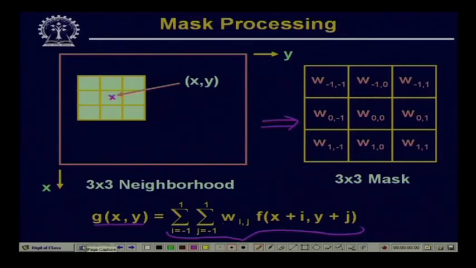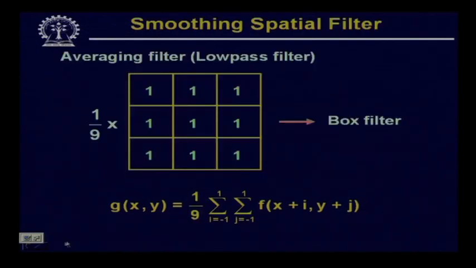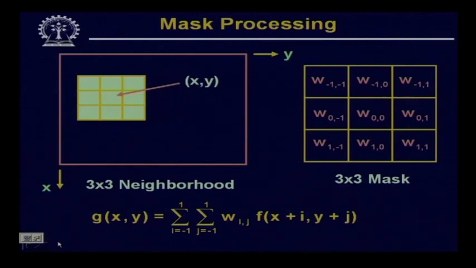So, this is what we mean by mask processing operation. Now, the first of the mask processing operations that we will consider is the image averaging or image smoothing operation.